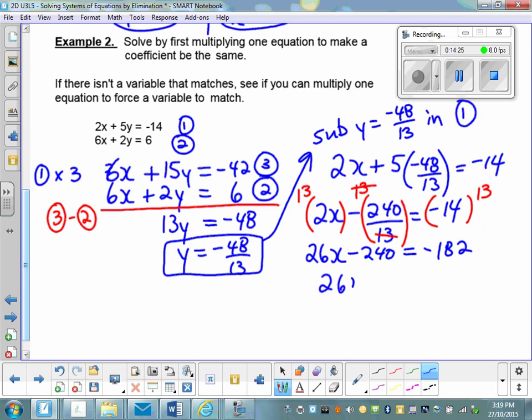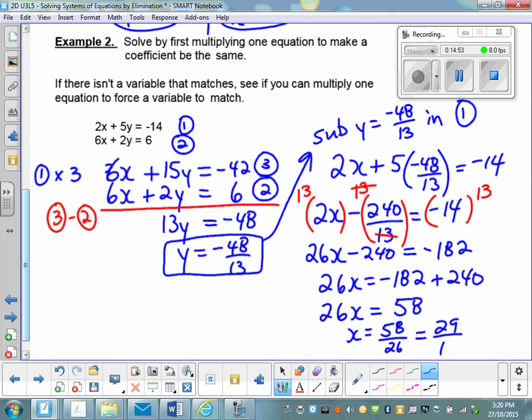So 26x equals -182 plus 240. It's going to be 58. So x equals 58 over 26. And actually, they can both divide by 2, so we end up with 29 over 13. So therefore, our point of intersection is 29 over 13 and negative 48 over 13.